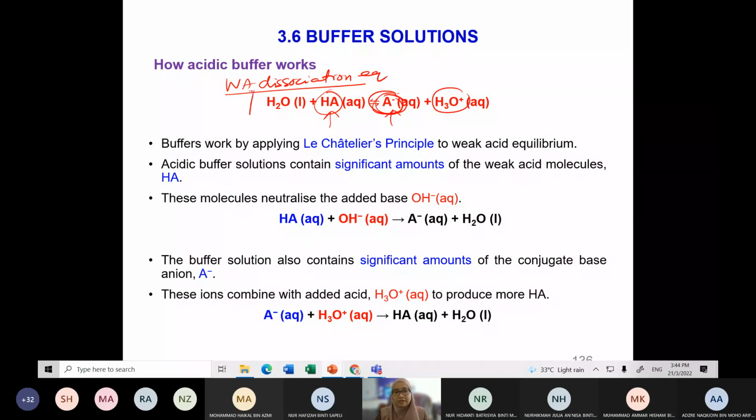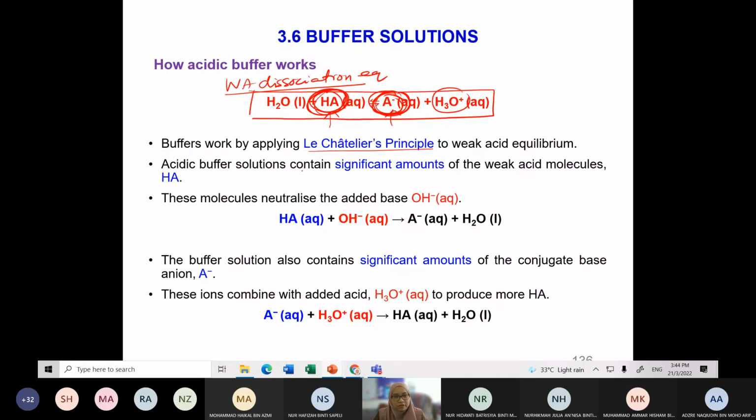So that's why we can use this equation to represent the buffer. Kita boleh gunakan equation ni untuk represent buffer. Maksudnya dia ada significant amount of acid, the weak and also the conjugate. Based on definition, bukan saya buat-buat, based on definition, dia ada significant amount of these two ions. Okay, so buffer works by applying Le Chatelier's principle. So we are still going to be using the same principle that we have learned in topic 2. Okay, because why? Because it involves equilibrium, because it involves reversible reaction.